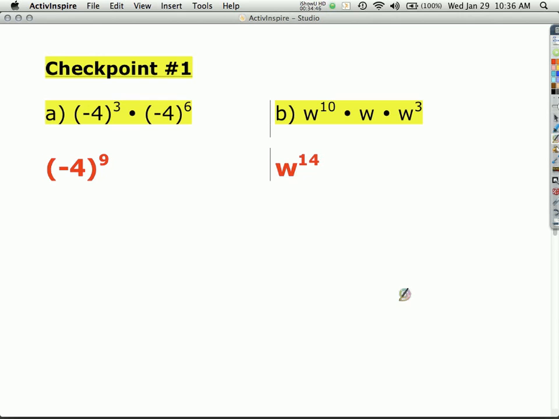Give me a thumbs up if you got both of them correct. Put your thumb down. My first prediction was spot on, right? I said I would teach the first building block and you would probably get it. I was right. Let's go to the second building block.